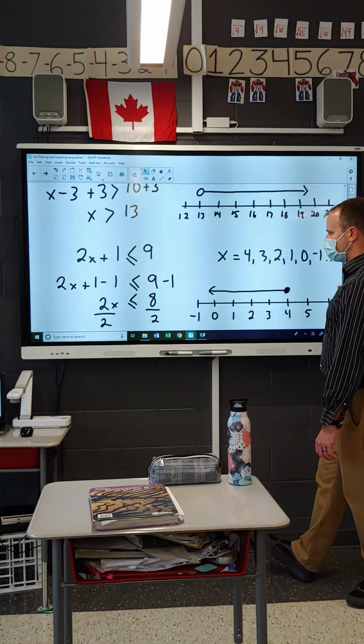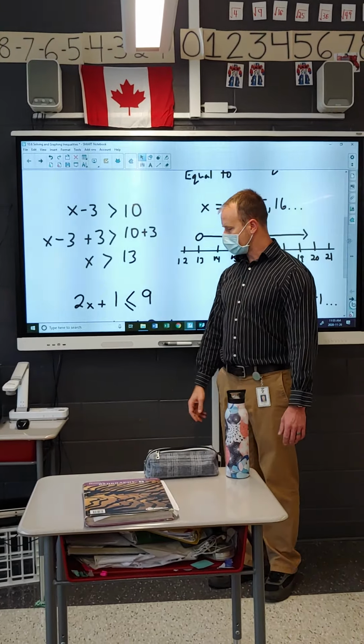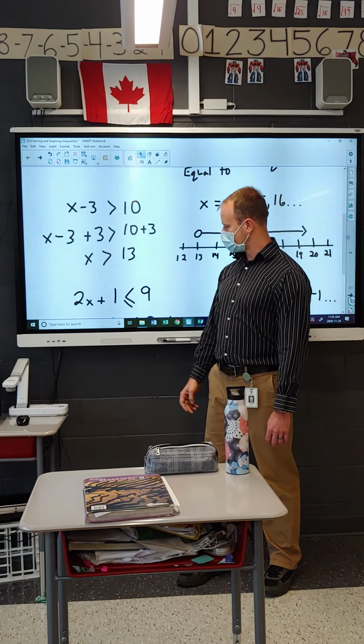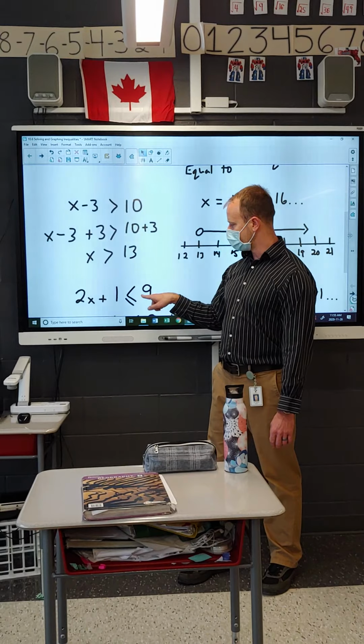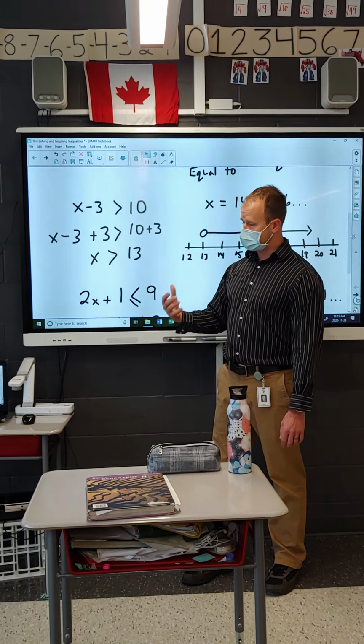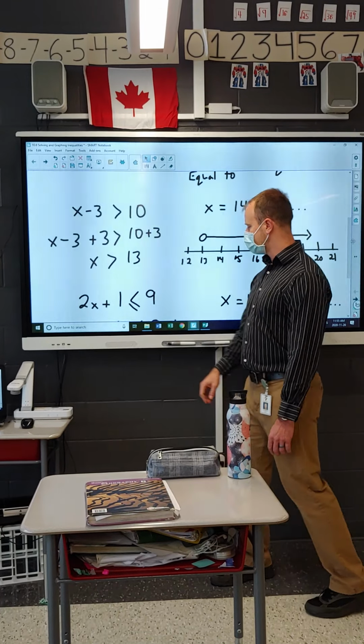So here's our next example. Okay? So, a slightly more complex inequality: 2x plus 1 is less than or equal to 9. Steps are the same. We want the x by itself, so we're going to make this number equal 0.